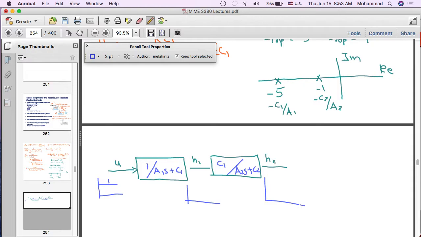So what I'm going to look at is a mux. So I can bring both of H1 and H2 to the same plot as we did before.